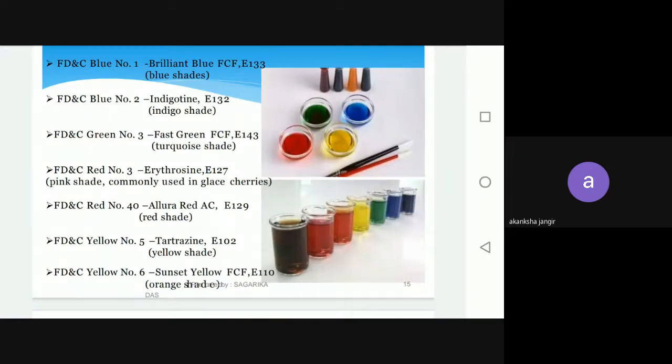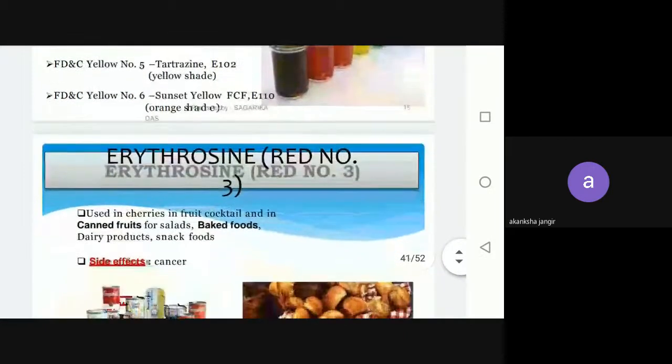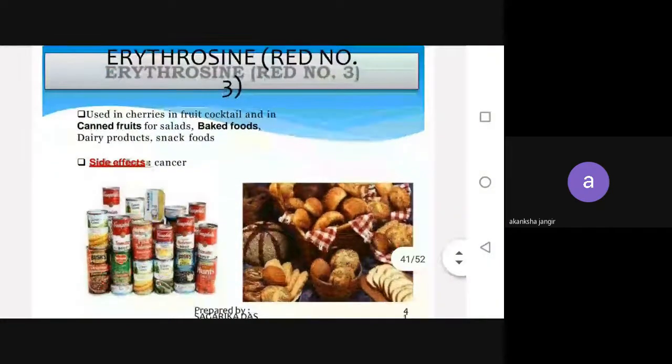Now erythrosine, if you cannot remember what type of color it is giving, just remember erythro, R. It gives color towards the red side. Here it is given pink shade, usually that you are finding in cherries. Allura red, obviously you can understand that it is the red color. Tartrazine is the most difficult part, because if we remember tartrazine, we are reminded of the red color, but it is not red, it is the yellow. Then sunset yellow will give you the orange shade. Then erythrosine, obviously it will give you the red color.